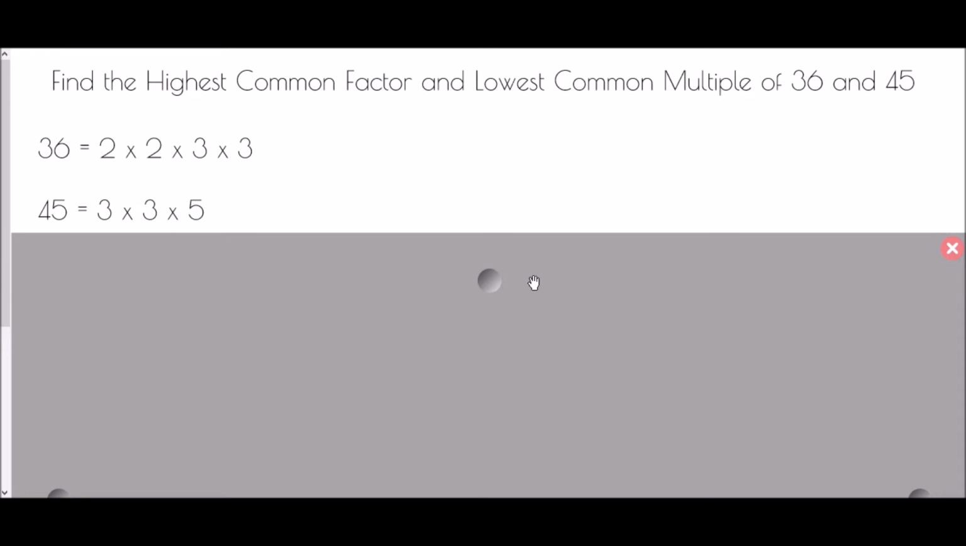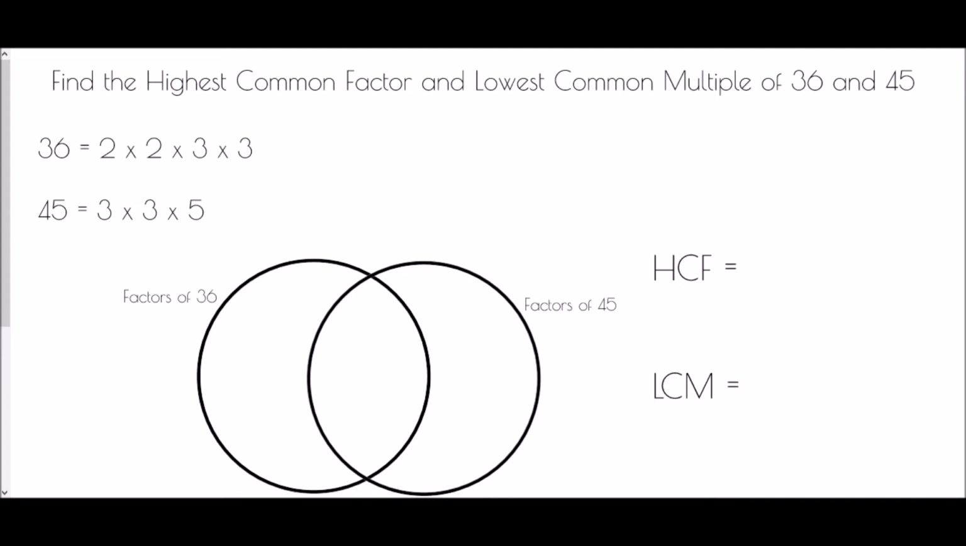Because what we need to do, if we're thinking about common factors, is draw ourselves a Venn diagram. The Venn diagram allows us to show what is common between two different things. So we have the factors of 36 in one circle and the factors of 45 in the other circle. Then we have an overlapping section in the middle, which is going to be the factors of both. And so what we need to do is start in that central section. We want to find out what are factors of both numbers.